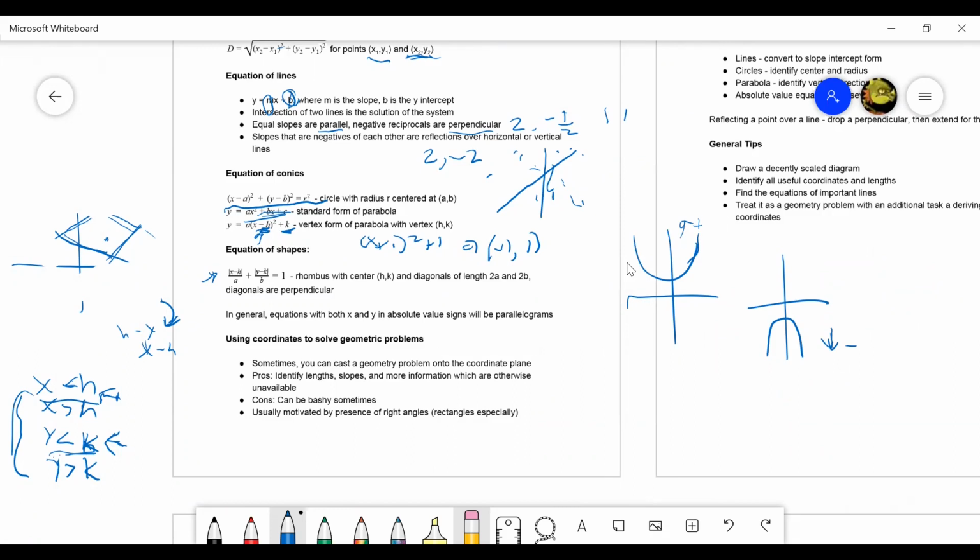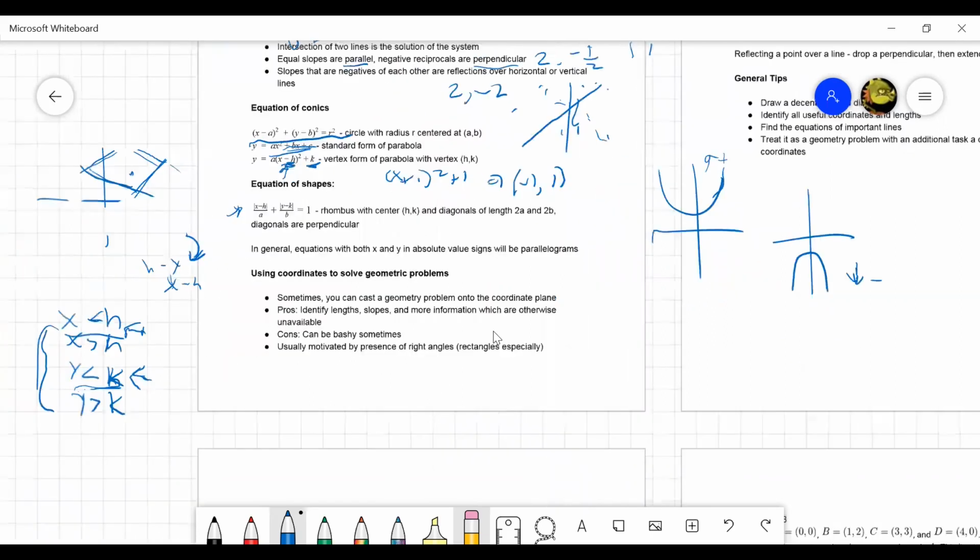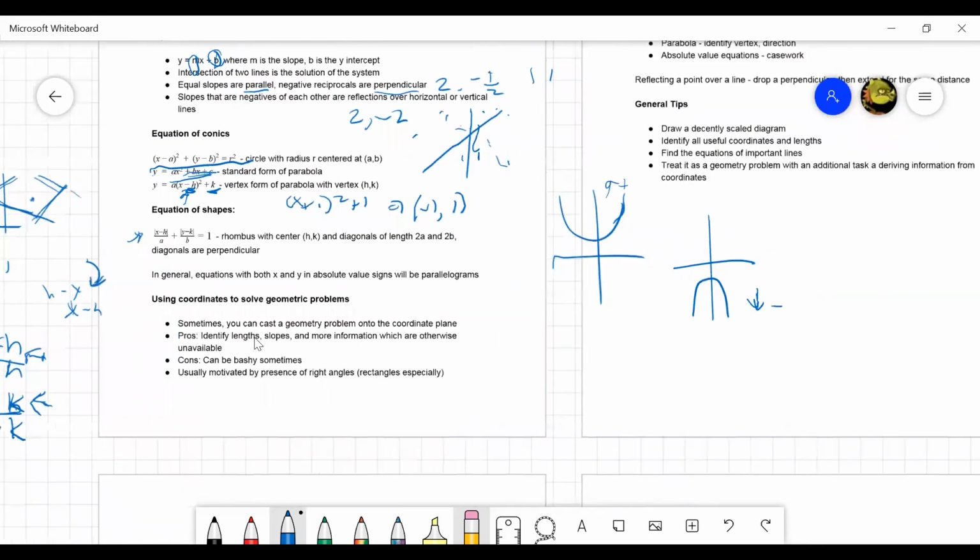And a lot of times, what's helpful here is that it can allow you to find lengths, slopes, and other information that is not easy to find without coordinates. And you'll see an example of that later on. The only real con for this type of solution is that it's going to be bashy sometimes, because you have to write out lots of lines and solve quite a lot of equations in the process.